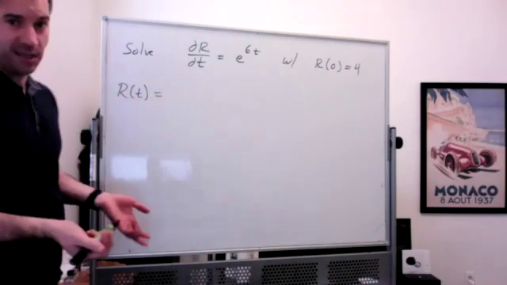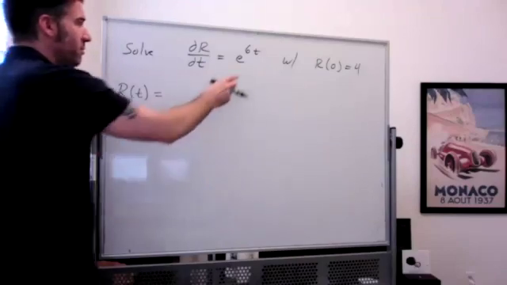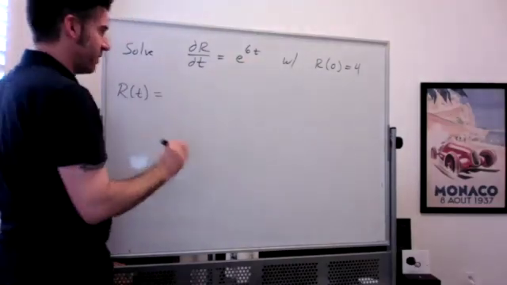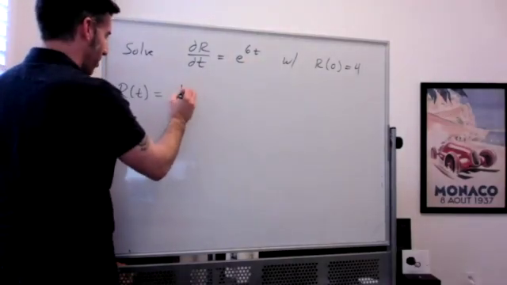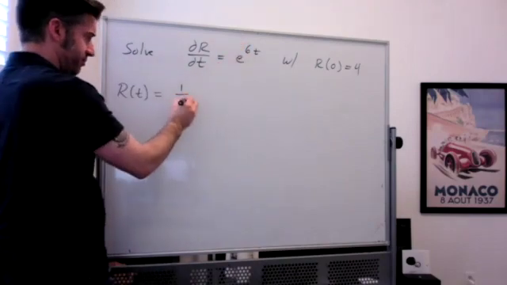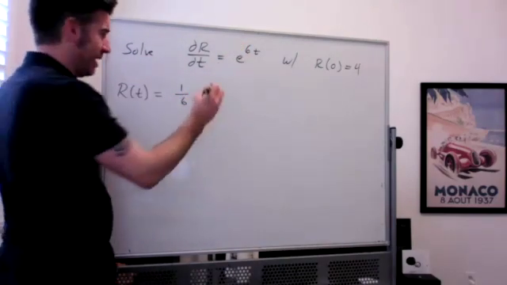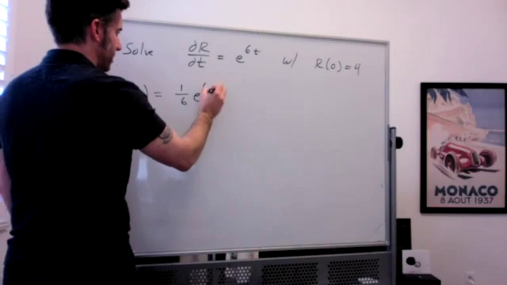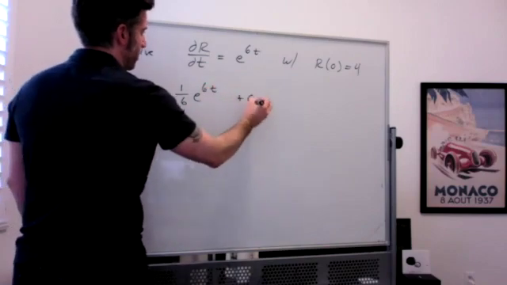So we're going to anti-differentiate. The antiderivative of e to the 6t, if you remember, is 1 over the coefficient there. So 1 over 6 times e to the 6t plus c.